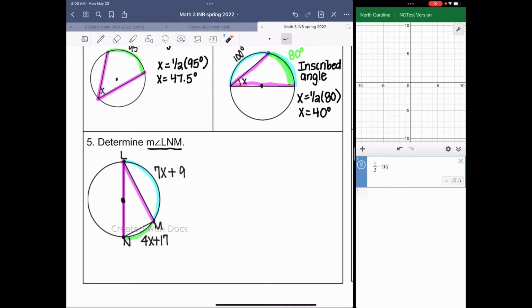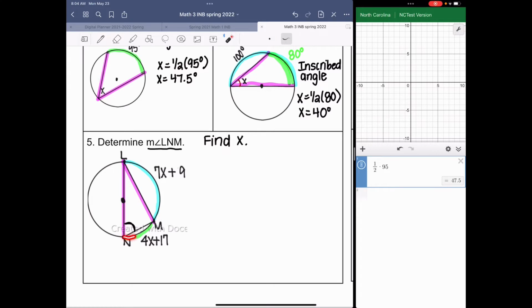So we have LNM. So we're looking for this angle right here. So if we're looking for this angle, then we're looking for this measurement right here. So again, LNM is the angle that we're looking for right here. So I'm going to mark that. And once I mark that angle, I know that that is an inscribed angle to 7x plus 9. But I got to figure out what x is first. So the first thing we're going to do is find x.